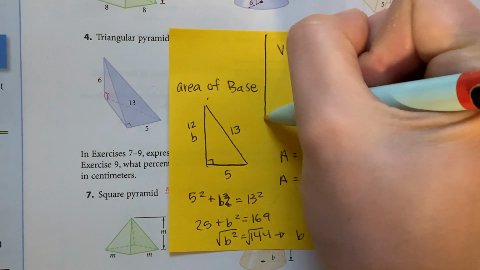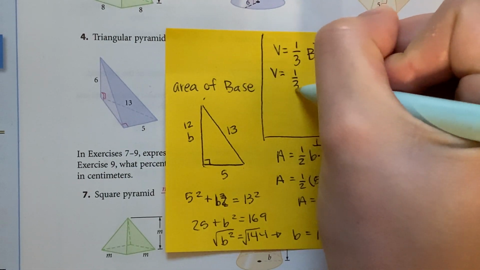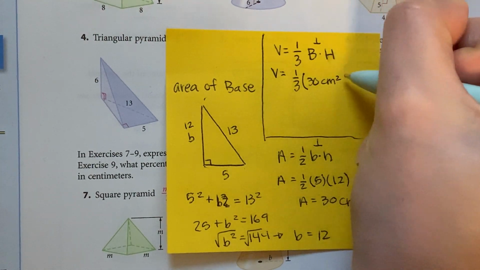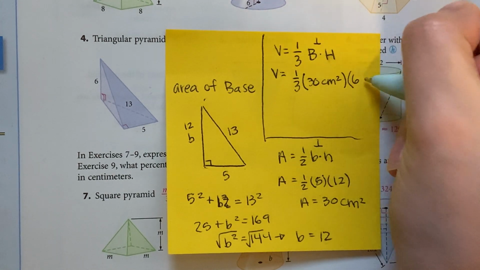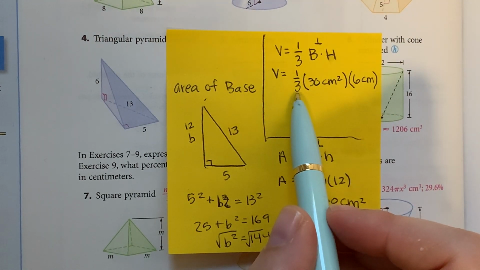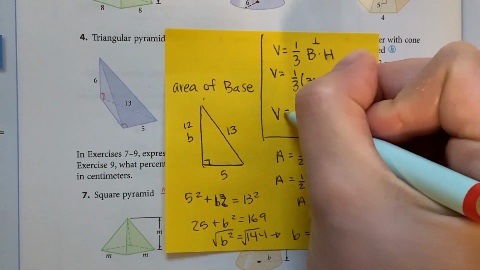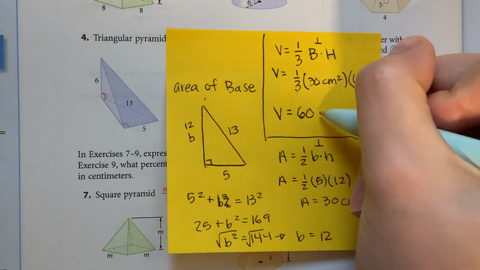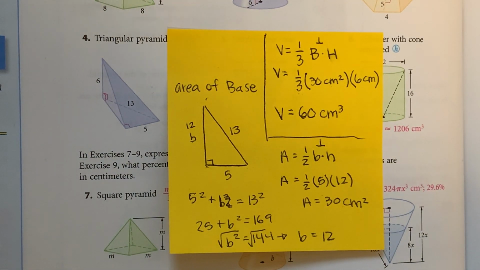So for volume, we have volume is equal to 1/3 times the area of the base, which is 30 centimeters squared, times the height of the pyramid, which is 6 centimeters. So 30 divided by 3 is 10, and then 10 times 6 is 60. And so our volume is equal to 60. And then we have centimeters squared times centimeters. So that becomes centimeters cubed. Volume is the third dimension, so we are to the third power.